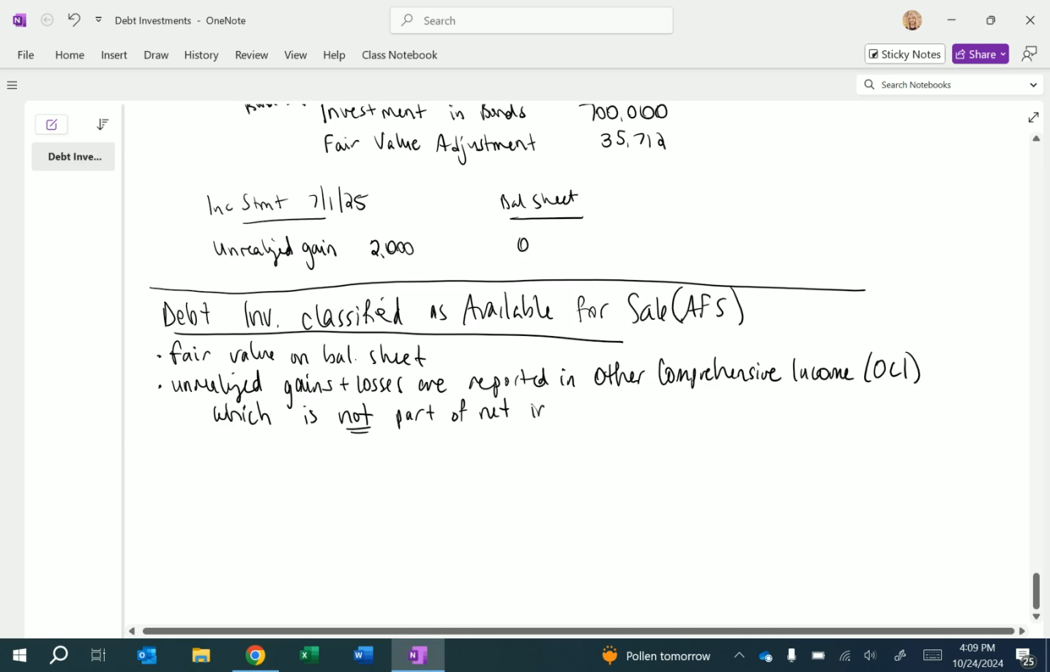So why does that matter? It's just on another statement. We have the income statement, and then we have the statement of comprehensive income. Why does it matter if it goes on one and not the other? That's the question you should have in your mind.